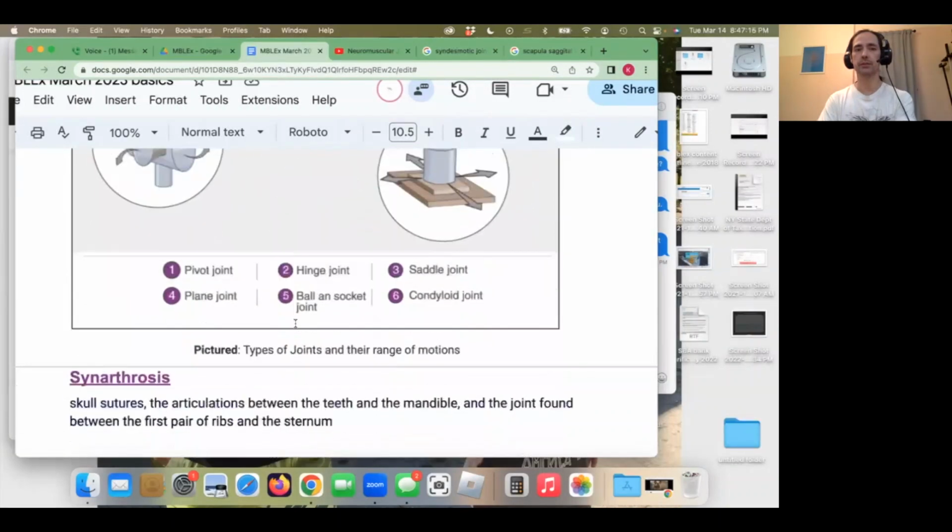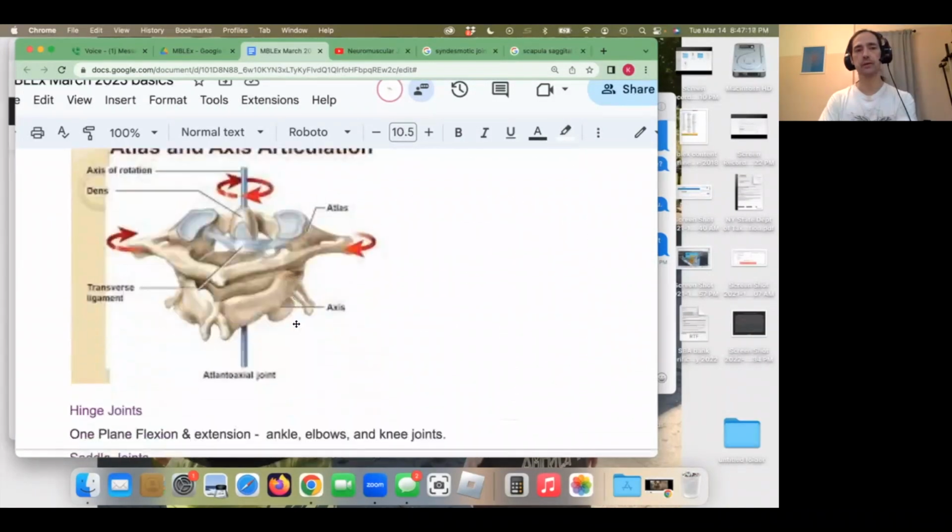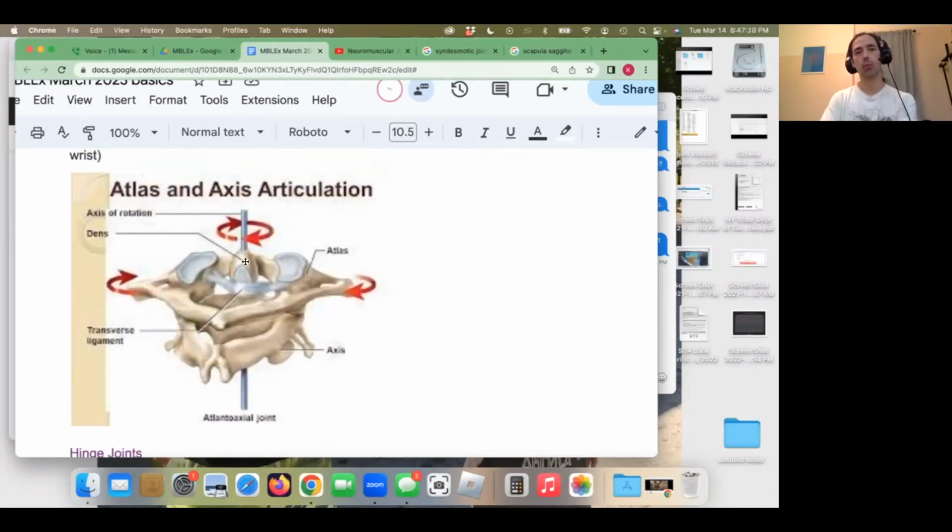So pivot joints are found, one of them, between the atlas and the axis. I did see this on one of the practice questions, and I didn't know this before the practice question. I'm in my field what's called a bonehead, so I was surprised that I didn't know this. But the atlas and the axis are the top two bones of the spine. They interact with the skull. They interact with each other.